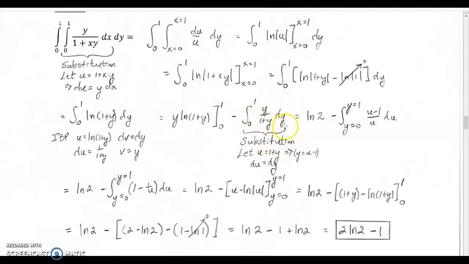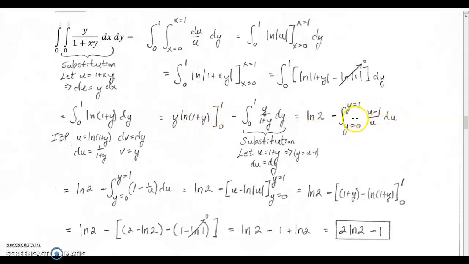Now this then is a substitution problem. I'm going to let u equal 1 plus y. That in turn means that y will be u minus 1. So this y becomes u minus 1, and 1 plus y is u. The reason I need to do that, to flip these around, is because this one can be simplified, whereas this cannot be simplified. Y over 1 plus y cannot be simplified, but u minus 1 over u can be. Evaluating the first part, you get 1 times the natural log of 2, so that's just natural log of 2, minus 0 times natural log of 1, which is 0. So that's natural log of 2.